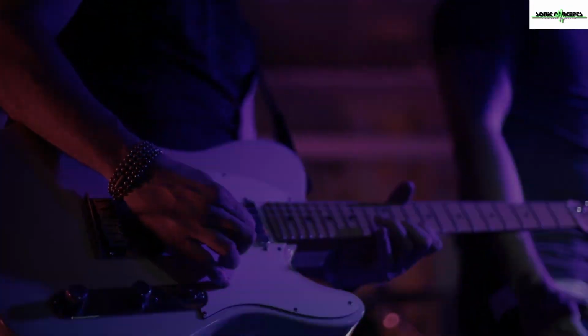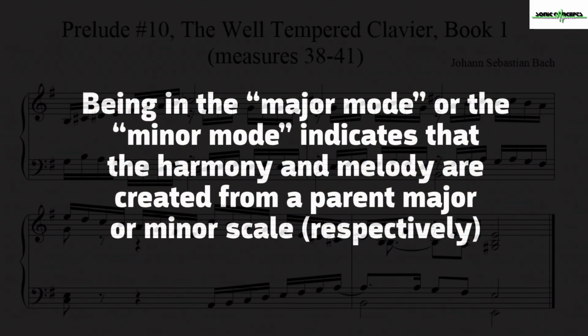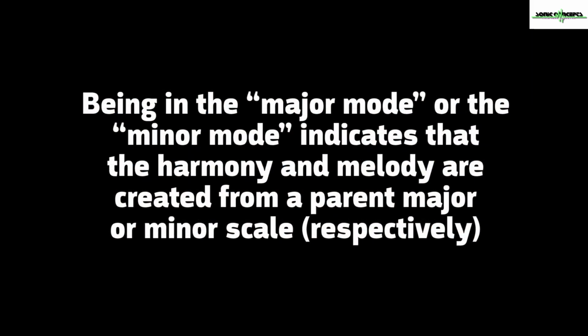Incidentally, you will occasionally hear the term minor mode. This simply means the piece is in a minor key, such as the Prelude No. 10 in E minor. Being in the major or the minor mode indicates that the harmony and melody are created from a parent major or minor scale, respectively.